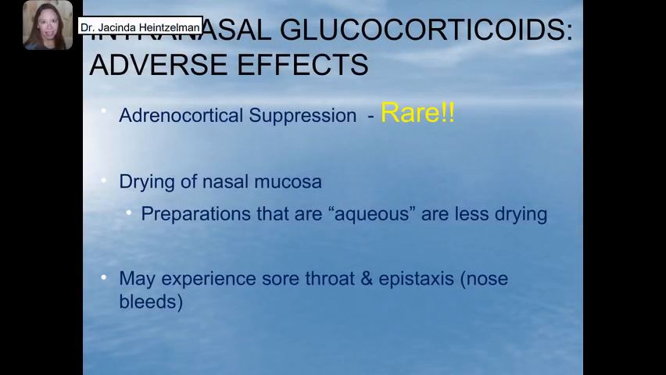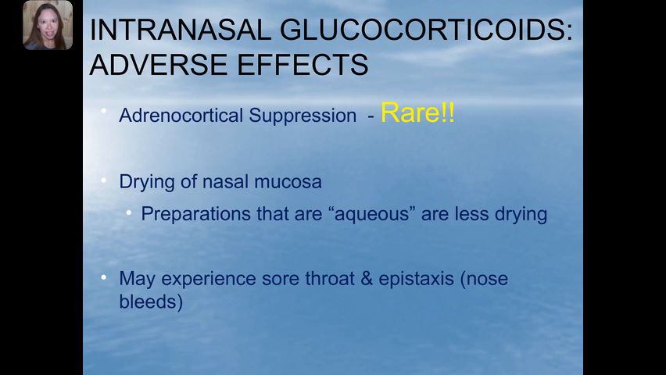Here you can see the adverse effects for intranasal glucocorticoids. We don't typically see adrenal cortical suppression when we're giving the intranasal glucocorticoids for allergic rhinitis. Why? Because we are giving relatively low doses, and the patients are only using these medications for a short period of time. So we don't see the adrenal gland being suppressed where it's not releasing the cortisol naturally.